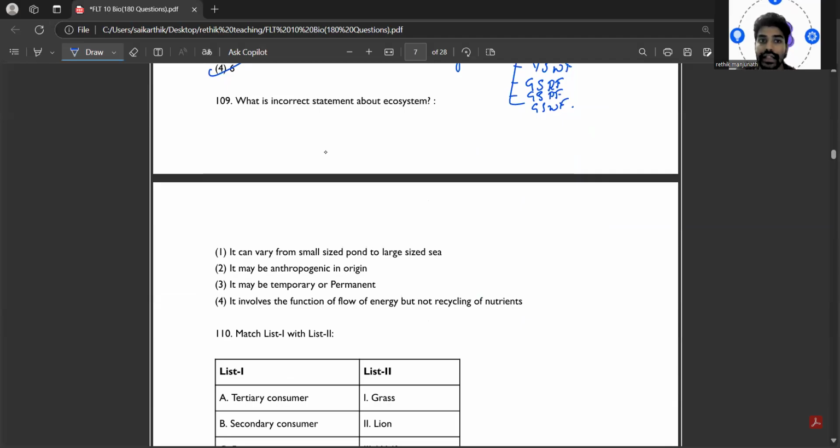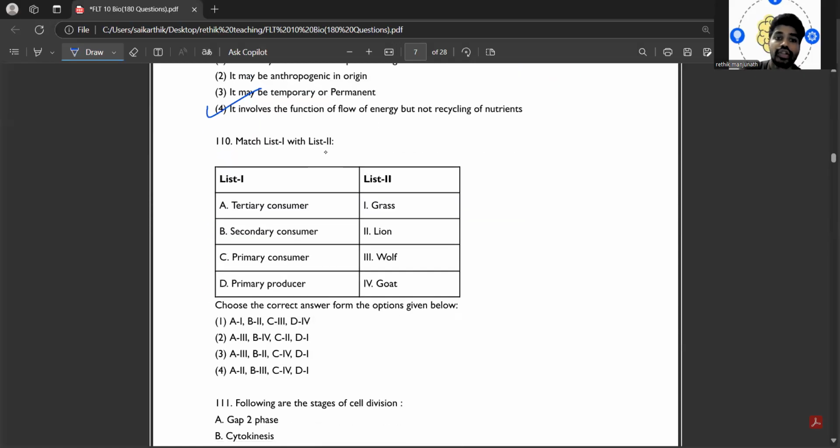Next is 109. What is the incorrect statement about the ecosystem? Out of these four, the fourth one is incorrect, that it involves the flow of energy but not the recycling of nutrients. Instead, it actually involves the recycling of nutrients also. Then match list one and list two. We need to match the correct one. So it is a direct question. Try to match.